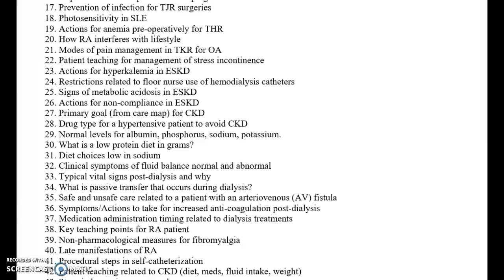Safe care for a patient that's got an AV fistula. You can't be doing blood pressures in those arms that have one. Symptoms, again, if someone's got anticoagulants, what are you going to treat that with? What's the remedy?